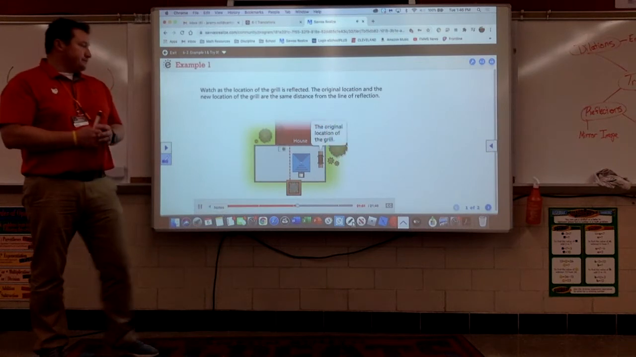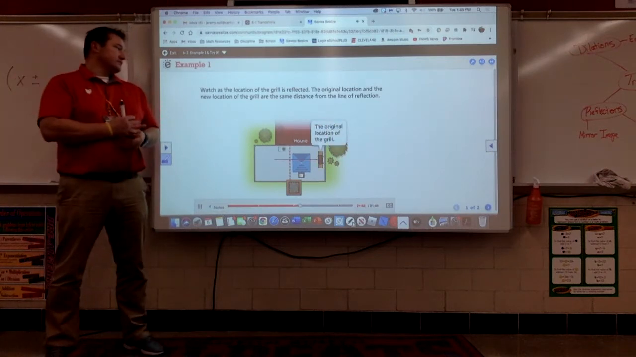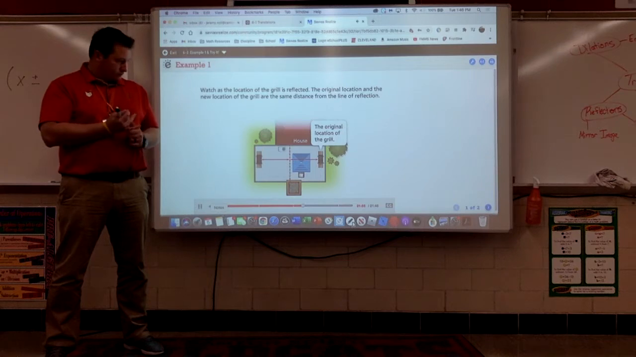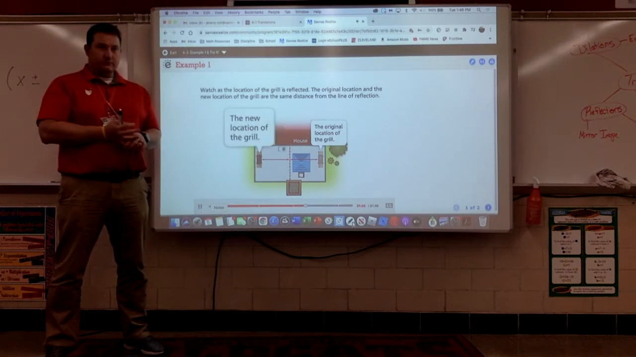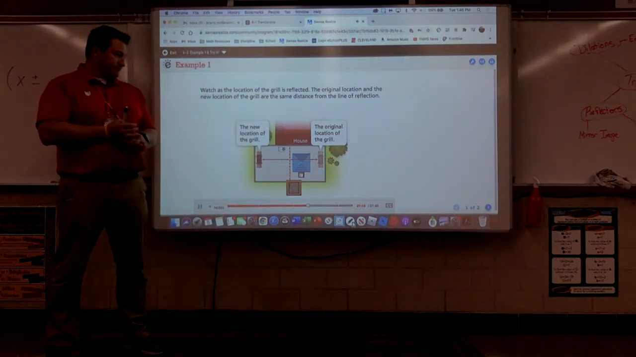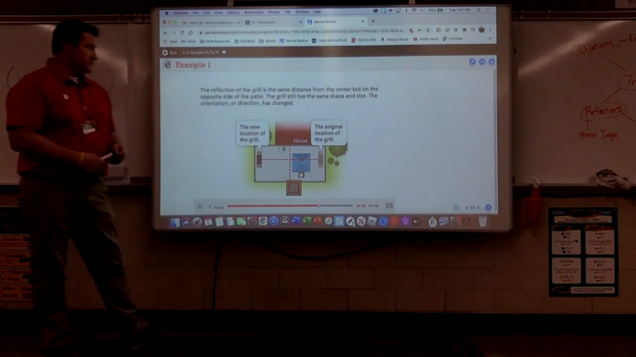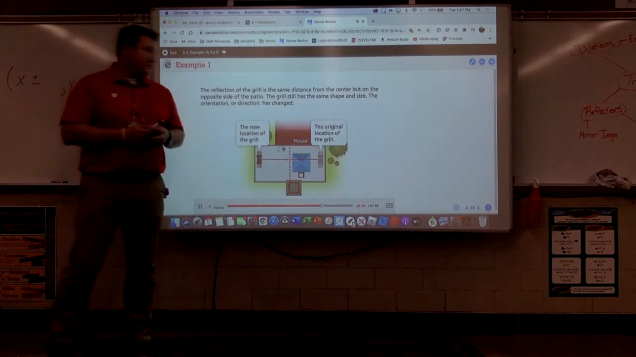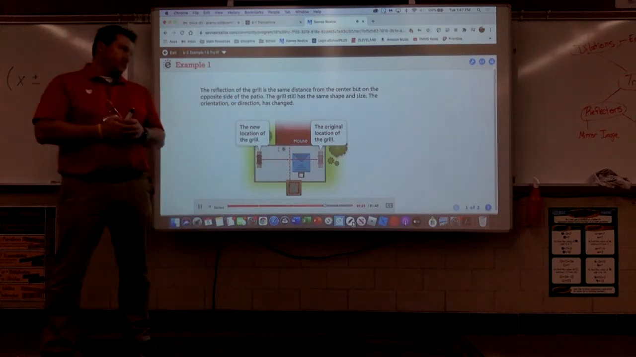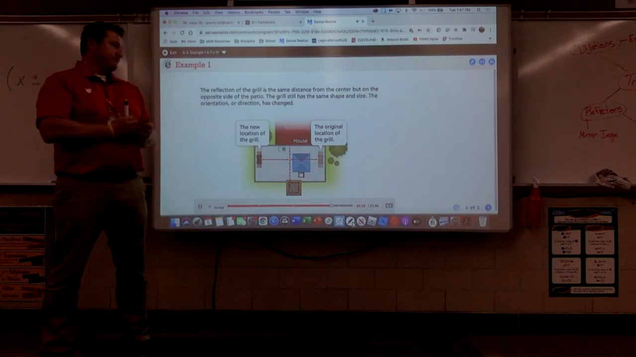Remember where the original location of the grill is. Watch as the location of the grill is reflected. Here's the new location of the grill. The original location and the new location of the grill are the same distance from the line of reflection. That's what we just talked about. The reflection of the grill is the same distance from the center, but on the opposite side of the patio. The grill still has the same shape and size. However, the orientation, or direction the grill faces, has changed.